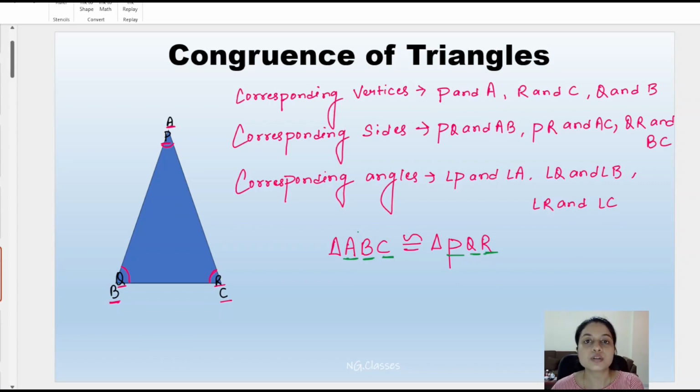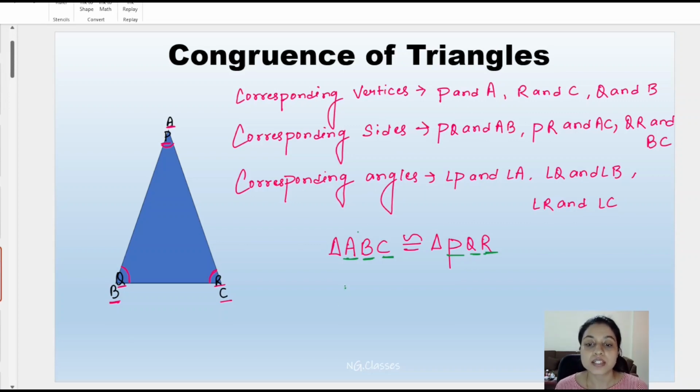Apart from this, we also need to check the sequence of sides. So, side AB must be the corresponding side with side PQ, or both sides must be corresponding sides with each other. Side BC must correspond with side QR, and side AC must correspond with PR. This way we will show congruency of two triangles.